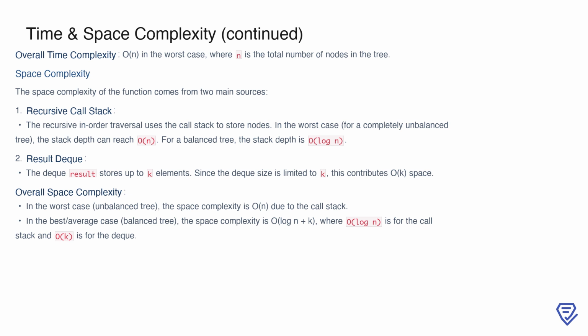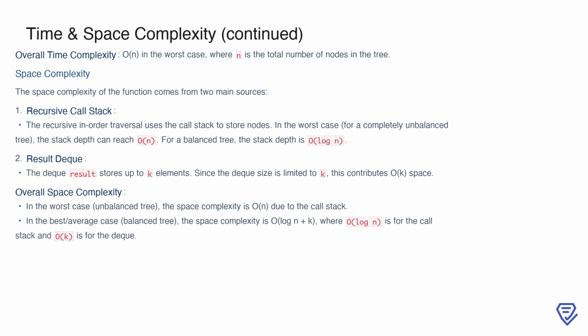The function utilizes space from two main sources. First, the recursive call stack created during the in-order traversal. If the tree is completely unbalanced, the recursion depth can reach O(n). However, for a balanced tree, the depth is limited to O(log n). Second, we have the result deque, which stores up to k elements. Since the deque size is capped at k, this contributes O(k) to the space complexity.